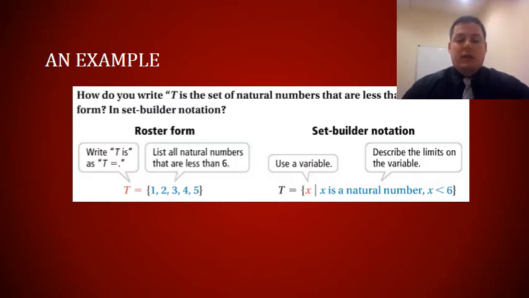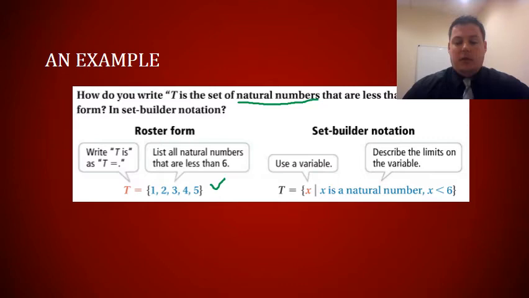So again, here are some examples. The question might say, how do you write T, the set of natural numbers that are less than 6, in roster form and in set builder notation? If you had to write it in roster form, natural numbers, remember, are counting numbers, 1, 2, 3, 4, and so on, that are less than 6. So in roster form, where you're listing all the numbers, you have to list 1, 2, 3, 4, and 5.